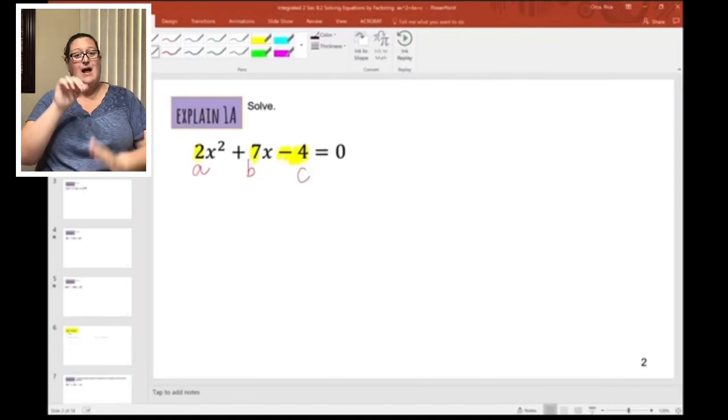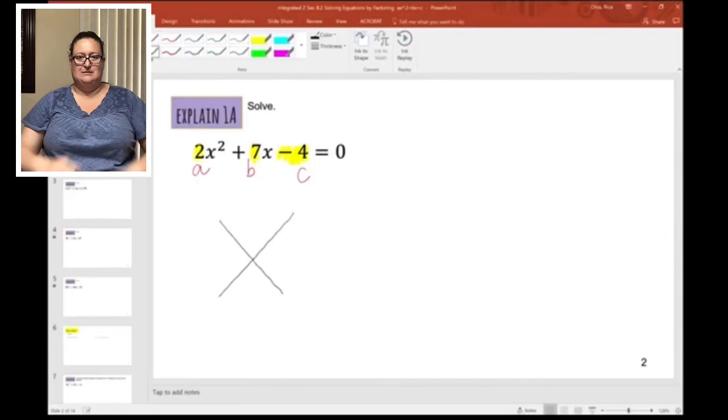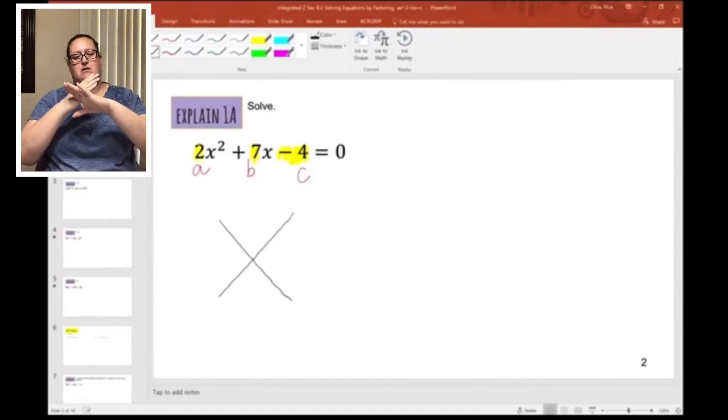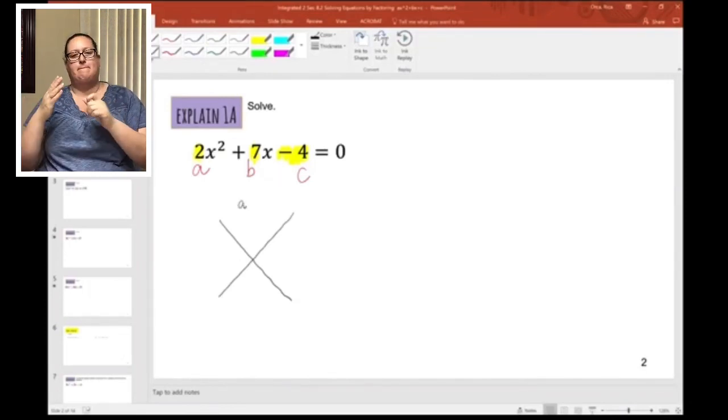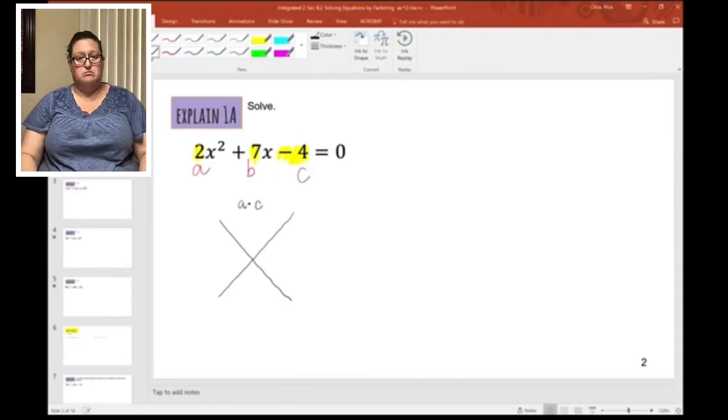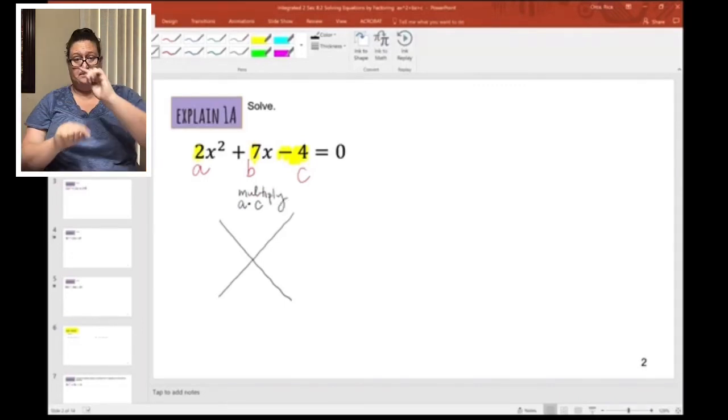Now I want to draw an x. Sometimes they call this the x method. So I'll go between the x method and the bottoms-up method. At the top, you're going to write out the values of a and c, and you're going to multiply them. And at the bottom of the x, you're going to write the value of b.